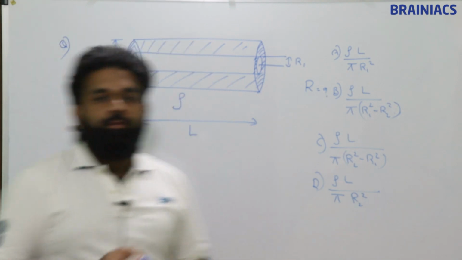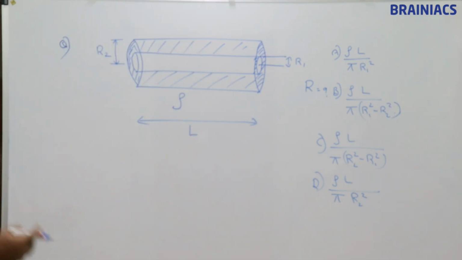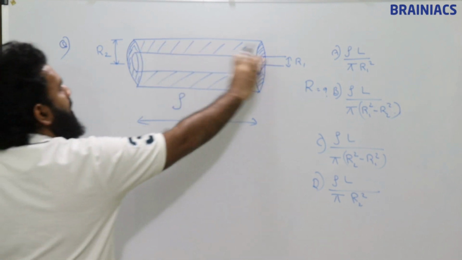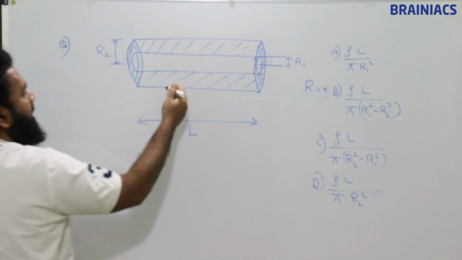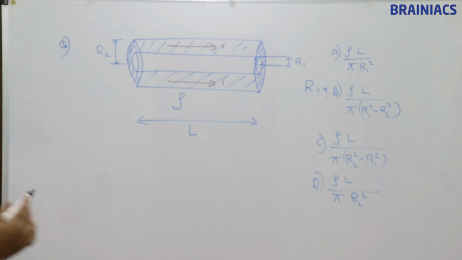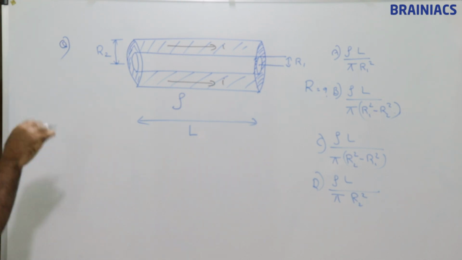Here is another question. Look at the figure. The length of the conductor is given and the resistivity is rho. This is a hollow tunnel inside this conductor, and current is flowing in this direction. It is hollow inside, and outwards there is some conducting material. What is the resistance? That is the question. So pause the screen, think for yourself, do it, verify the answer.